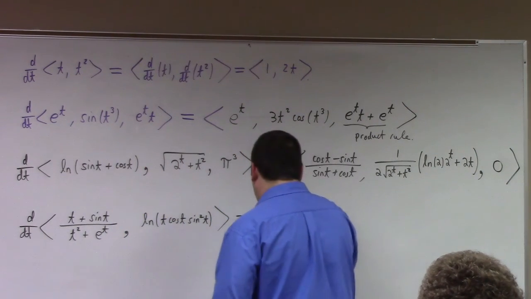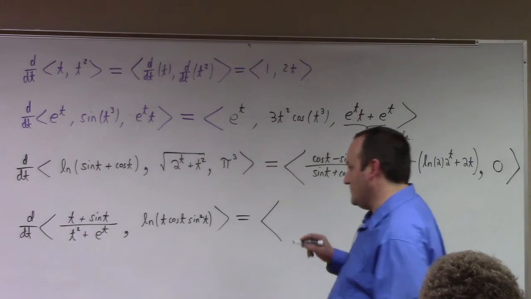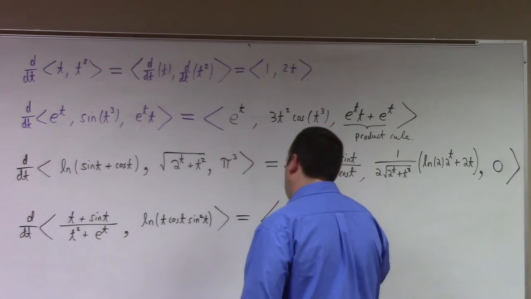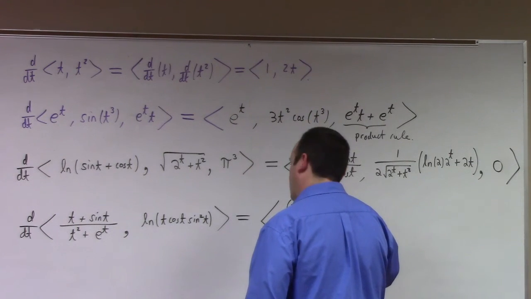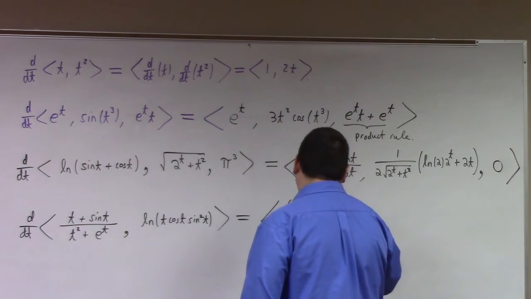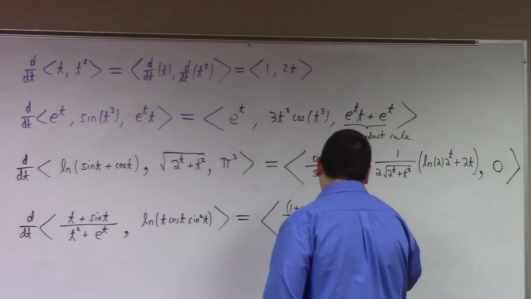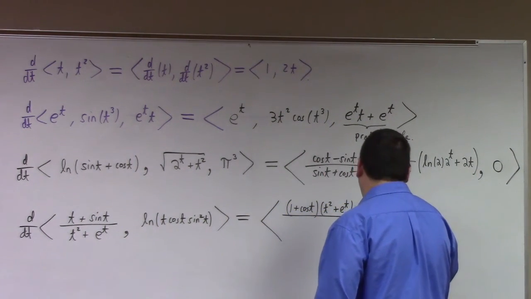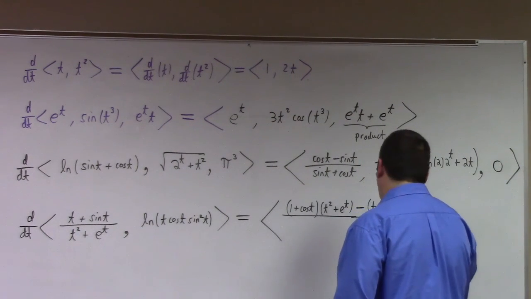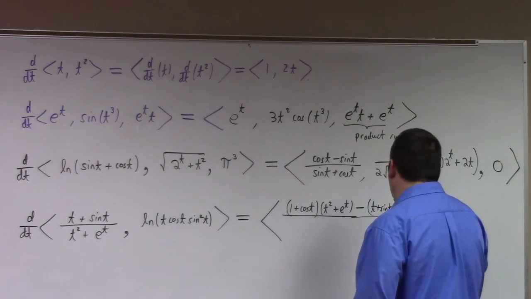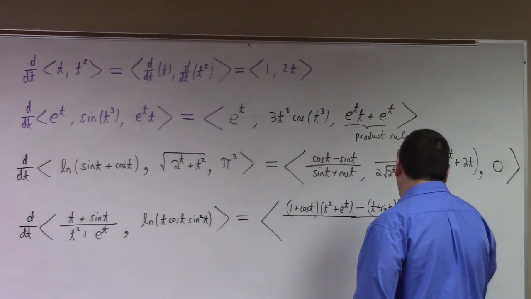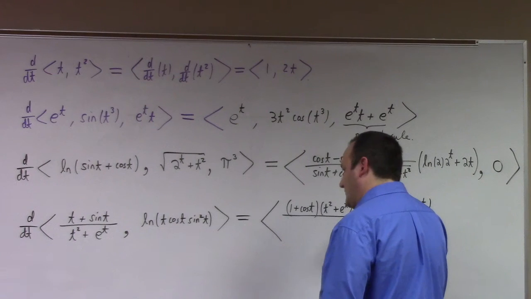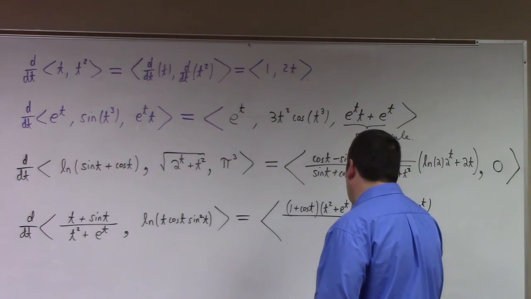So the first piece, quotient rule, right? I get (1 plus cosine t) times (t squared plus e to the t), minus (t plus sine t) times the derivative of the bottom, which is 2t plus e to the t. And then we've got f prime g minus g prime f, divided by g squared, right?